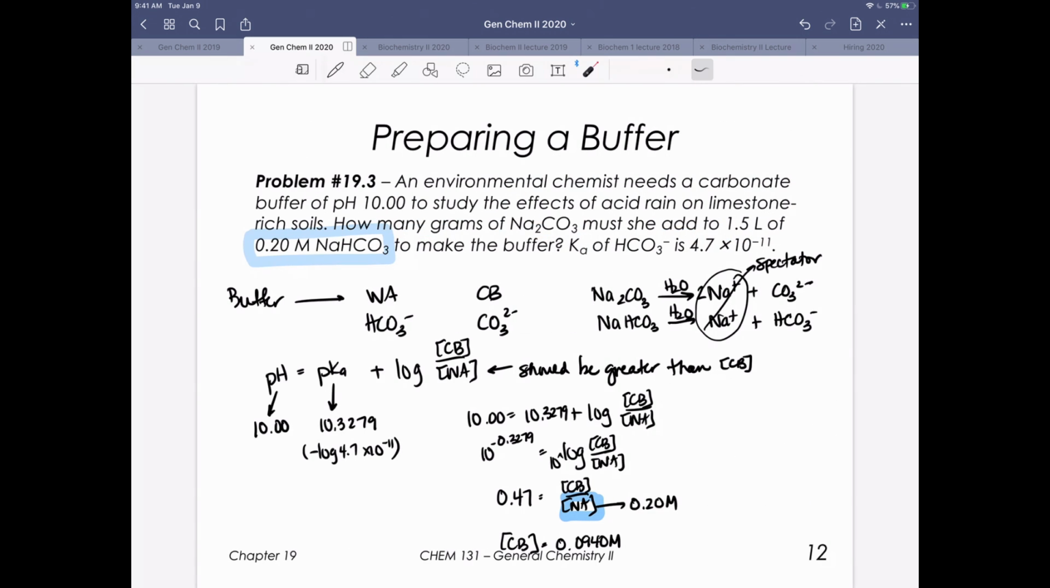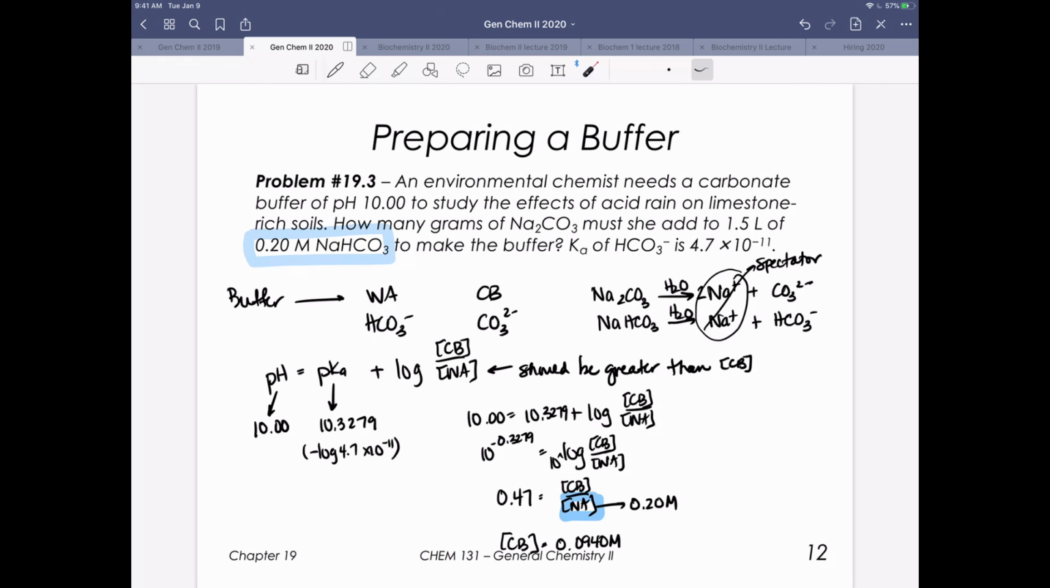Moving on to reveal a little bit more. Again, here is our Henderson-Hasselbalch equation. They gave us pH, they gave us Ka, which we can take the negative log of to give us pKa. This is the ratio that relates the concentration of the conjugate base to the weak acid. And again, we know the weak acid concentration. We know that it's going to be 0.2 molar.